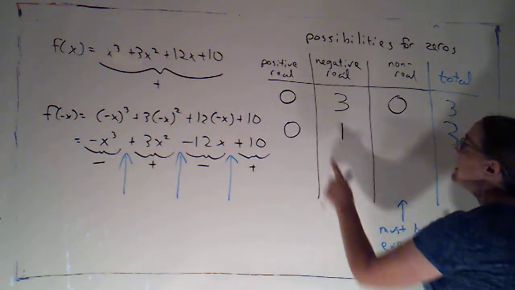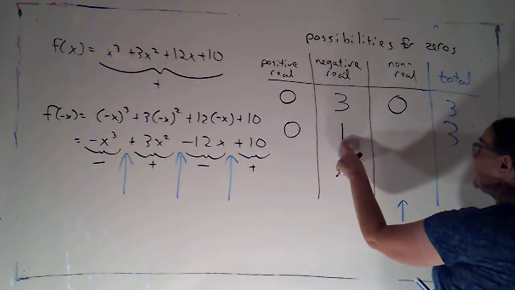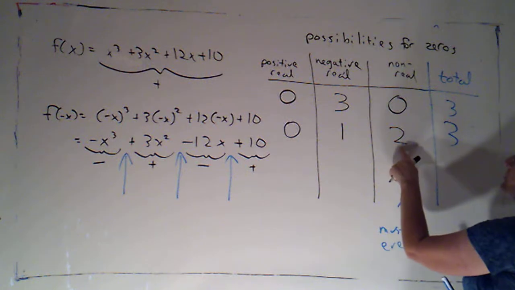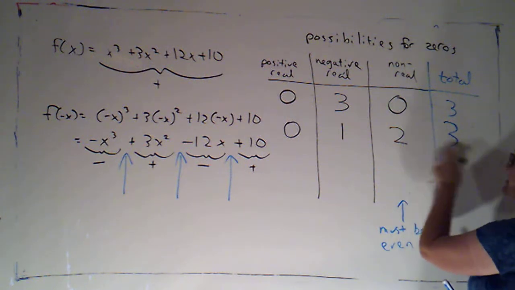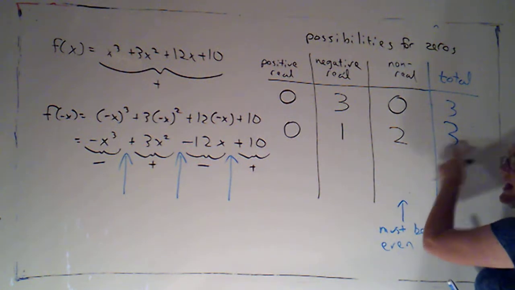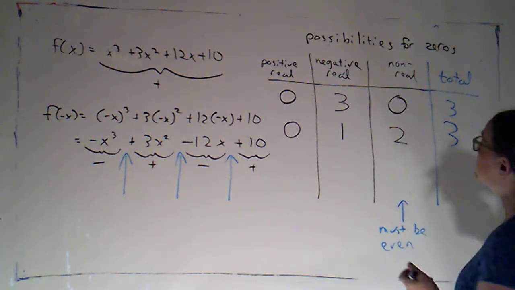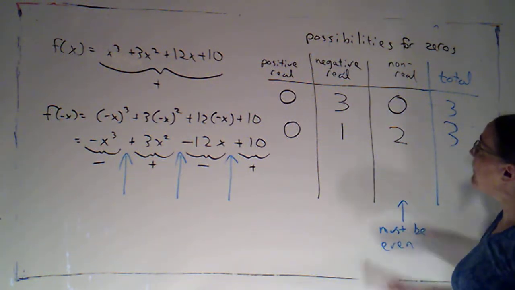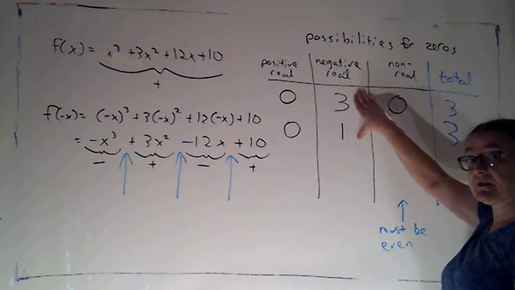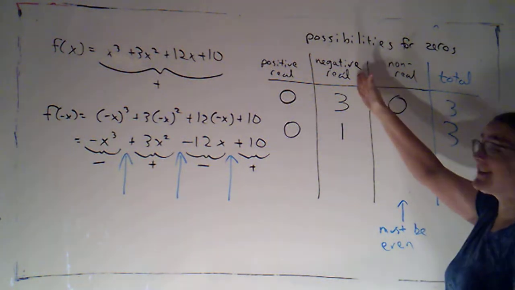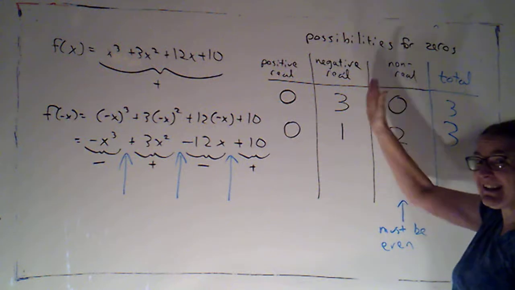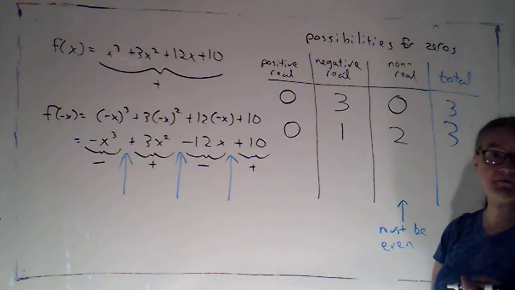All right, so 0 plus 1 is only 1. I'd have to here have 2 non-real zeros in order to bring the total up to 3. And notice that is an even number. So this is really helpful, because now I know if I'm going to use the rational zero theorem, I want to check the negative ones. I'm guaranteed that there's got to be a negative real root.